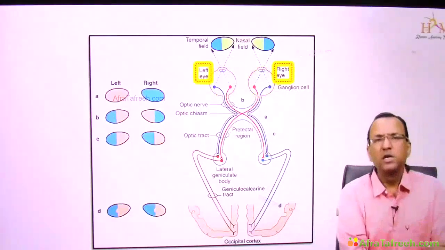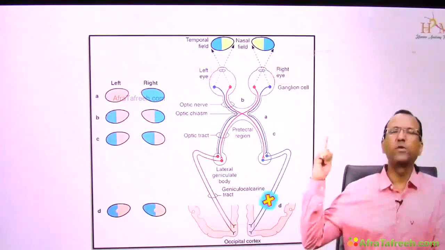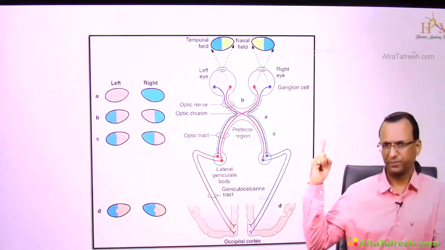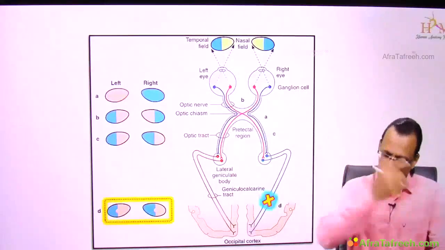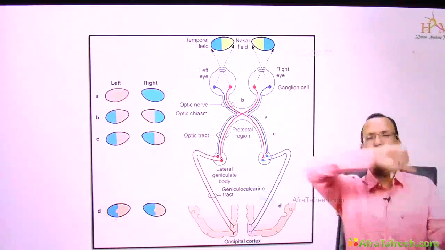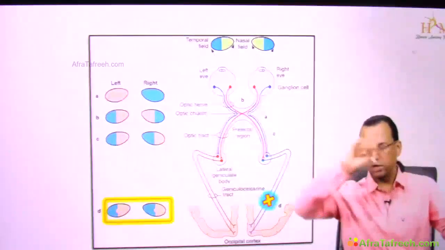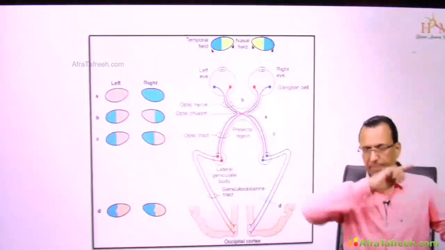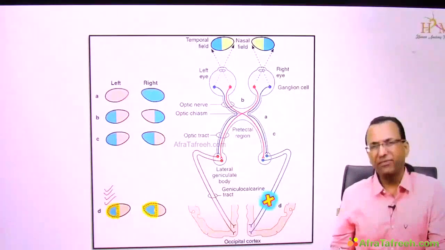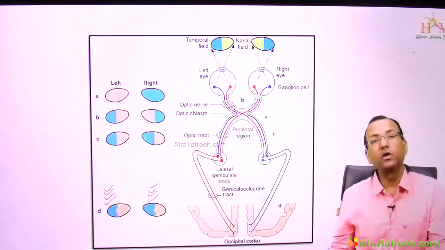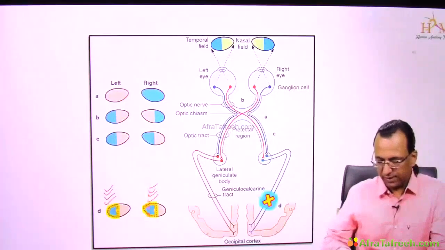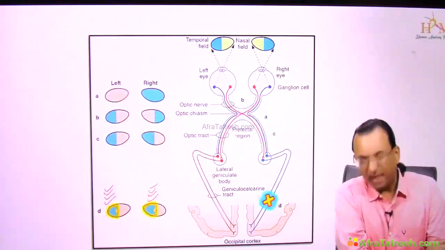Then you have a patient who has a block in the right-sided posterior cerebral artery. If there is a block in the right-sided posterior cerebral artery, then what is the problem? The problem is that the left visual field is gone. What is this? Contralateral homonymous hemianopia. You see, the temporal vision of the left eye and nasal vision of the right eye is gone. The left visual field is gone.